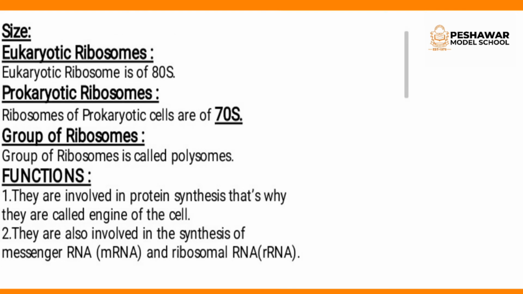So remember that ribosomes are the organelles which are present in the prokaryotic cell too, but they are small in size. The prokaryotic ribosomes are 70 S. S means Svedberg unit. The eukaryotic ribosomes are 80 S. And I told you that they are involved in protein synthesis. That's why they are called the engine of the cell, and they are also involved in the synthesis of messenger RNA and ribosomal RNA. What are the functions of ribosomal and messenger RNA? They play an important role in protein synthesis.